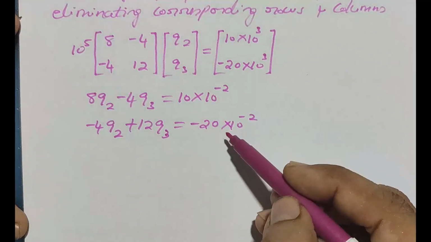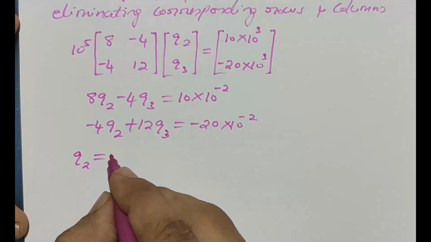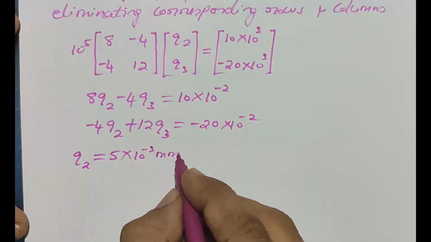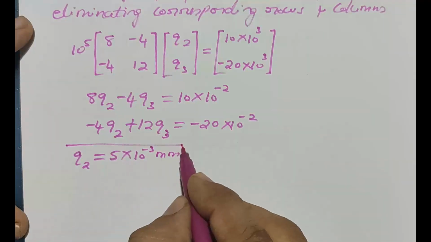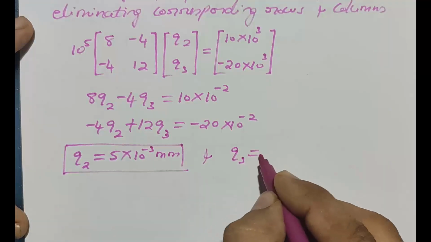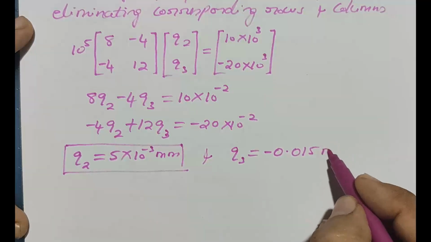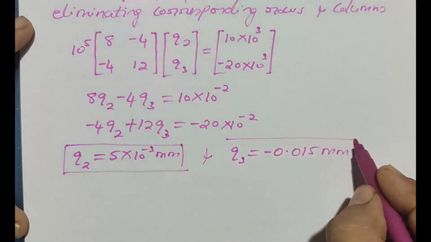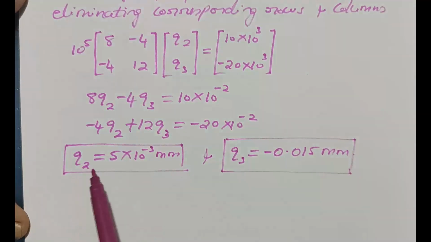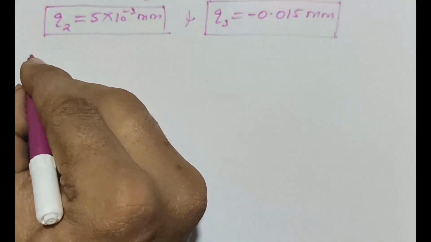Now if we solve these two equations, we will get Q2 is equal to 5 into 10 power minus 3 mm and Q3 is equal to minus 0.015 mm. This is the answer, means displacement at node number 2 and displacement at node number 3. Next we need stress in each element.